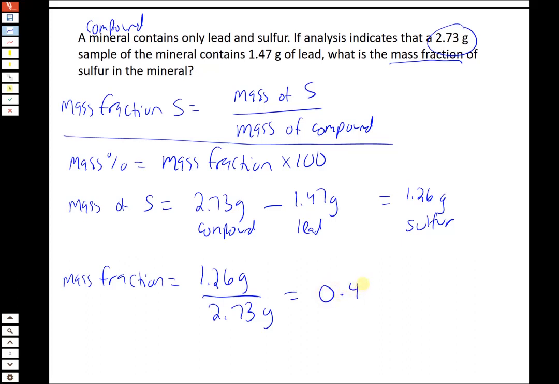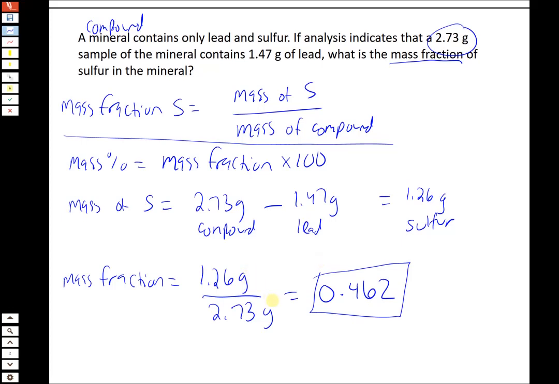I don't remember if Blackboard specified how many decimals should be in your answer, but since our masses were given with 3 significant figures, the mass fraction should be given with 3 also. And it is a unitless quantity because it's grams divided by grams.